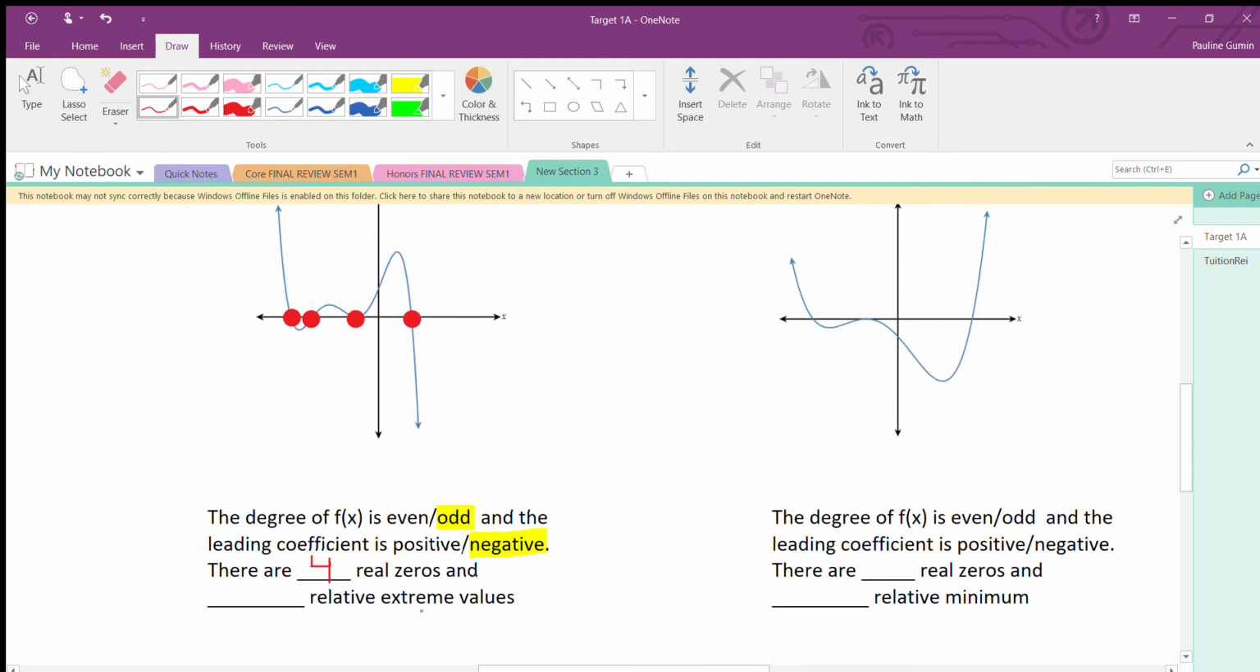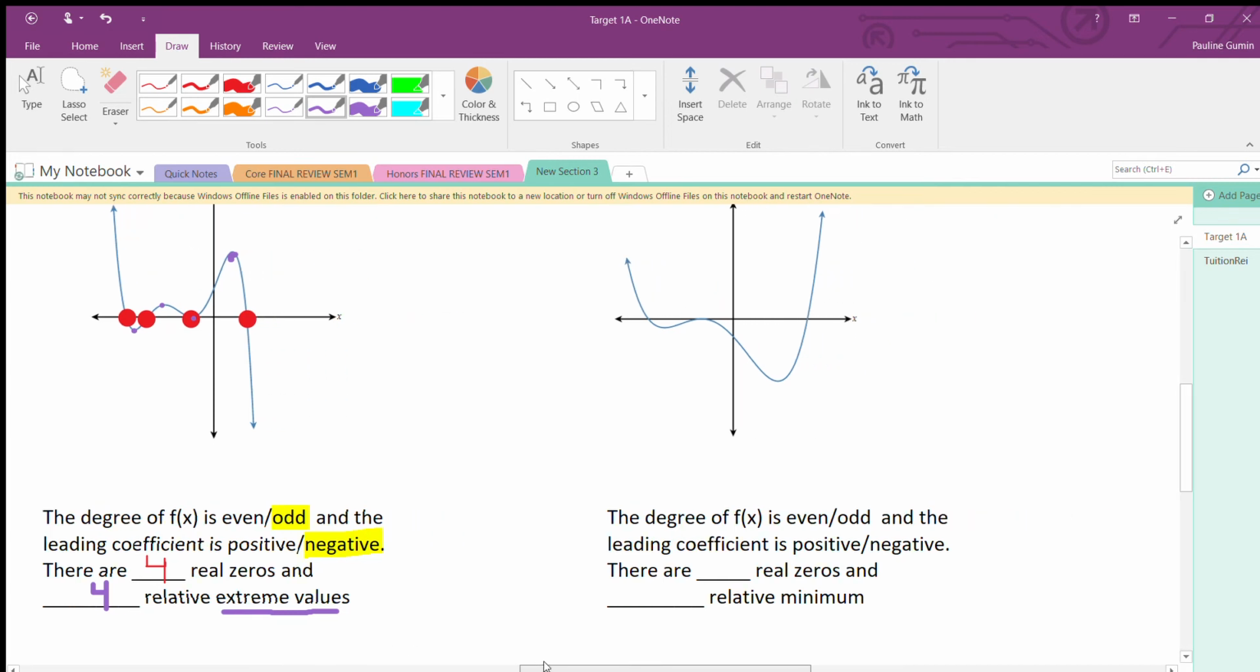And then I'm also asking for extreme values. That means the top of the hill or the bottom of the U shape. So let's see, we have one here, we have one there. Actually, this 0 is also a minimum because it's a U shape. And then we have one up here. So 1, 2, 3, 4 relative extremes. I counted these two minimums and the two maximums.